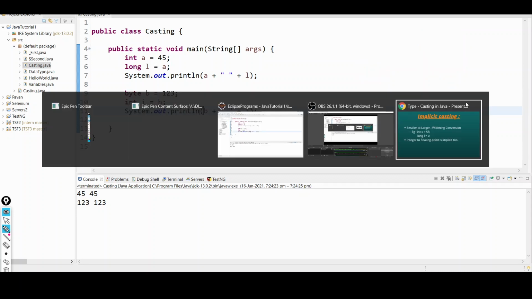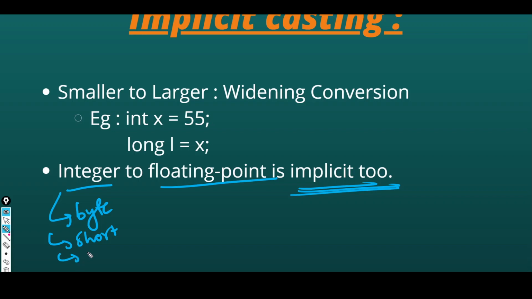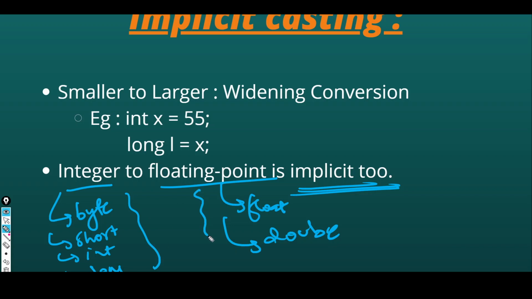So now the last point over here says that integer to floating point is implicit too. So what do we mean by this? When we were dealing with integers, what were the data types inside integer? Byte, short, int and long. And in floating point, float and double. So if you are casting an integer value to a floating point value, then it is implicit too.